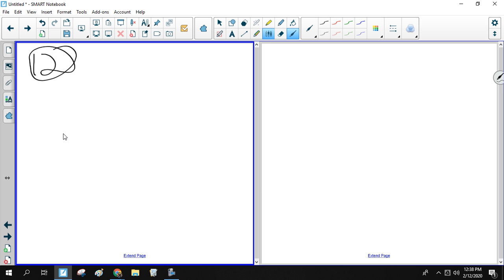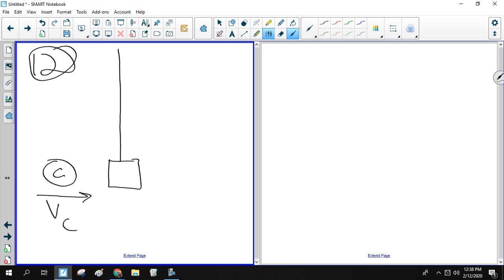So first of all, let's get a handle for what's happening on this. So the first thing is, at the beginning, you've got a block of clay. I'm going to call that C for clay. And it is moving at some velocity, right? And it is going to hit a block of wood. We can call that B for block. All right, so that is our first drawing, right?